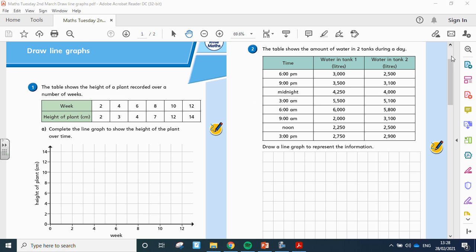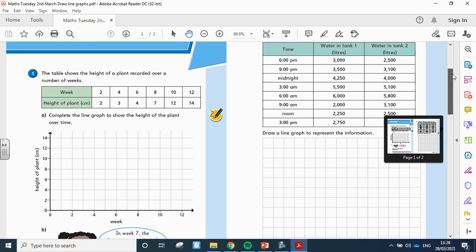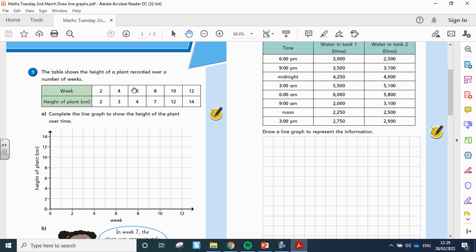So, line graphs, question 1. We've got a table that shows the height of a plant recorded over a number of weeks. Number of weeks at the top, height of the plant in centimetres down here. Complete the line graph. Now, handily, it's put on for you, look. It's already done the weeks, and it's already done the height of the plant. So you just need to add in the information.